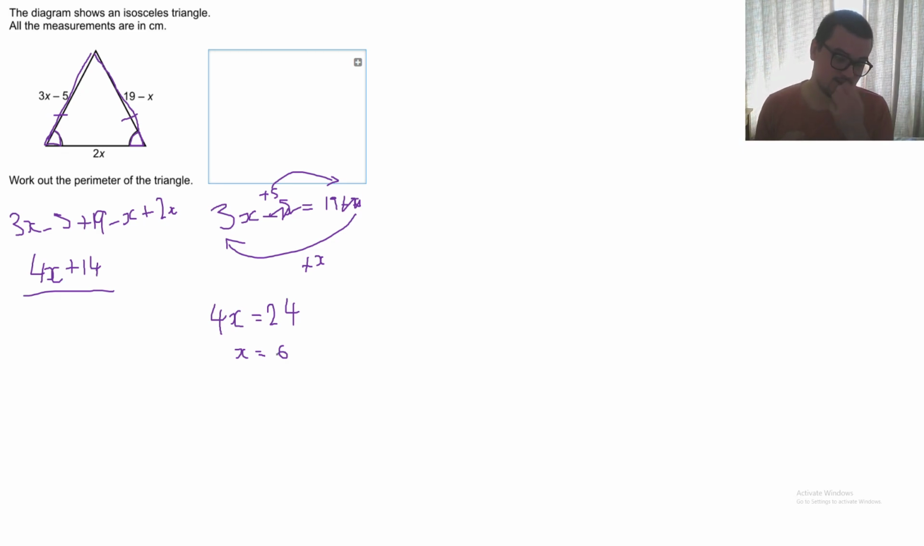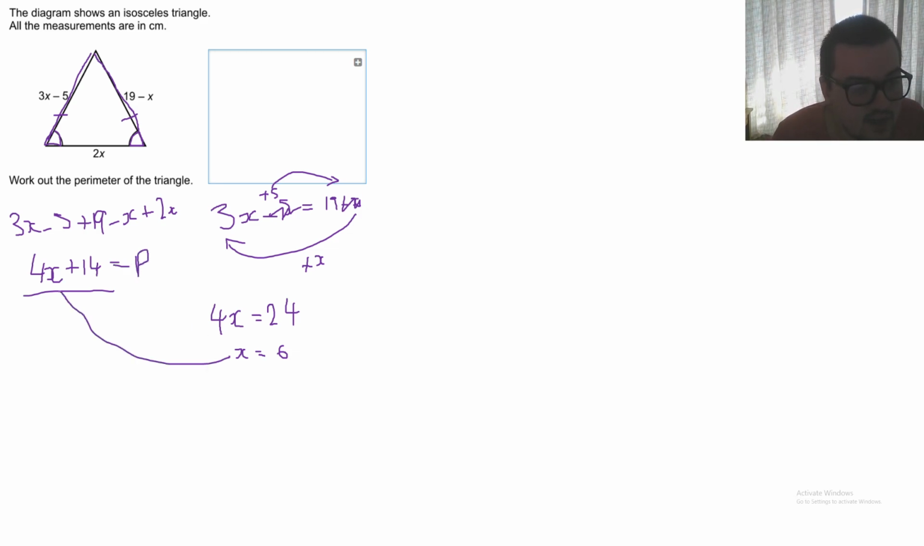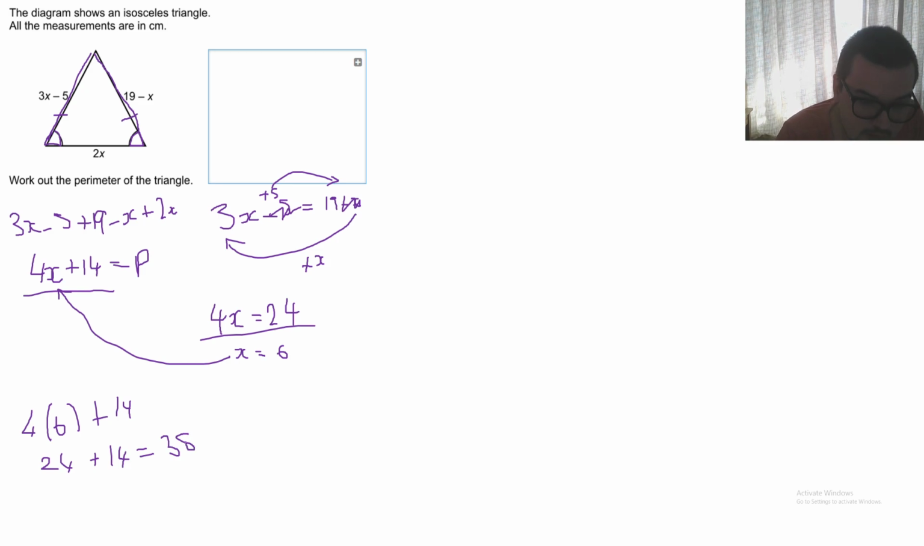So now we can actually put this value into our expression for our perimeter. We can plug our value of x into here and see what we get. So 4 times 6 plus 14. 4 times 6 is 24. We've seen that here. 24 plus 14, that equals 38. And remember, the unit of measurement is centimetres, so there is your answer of 38 centimetres being the perimeter of the triangle expressed in centimetres.